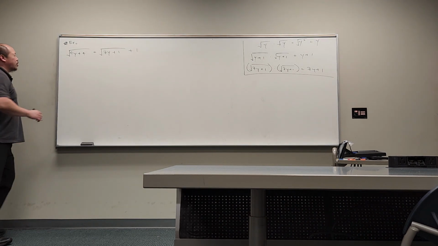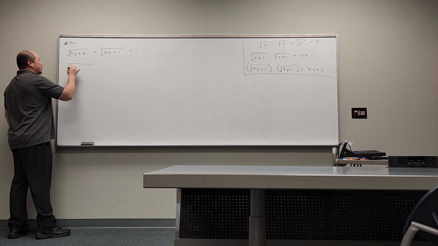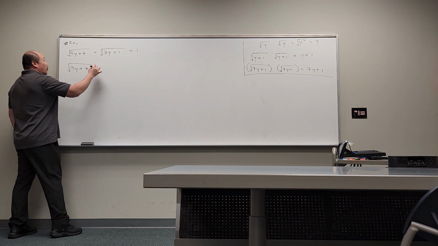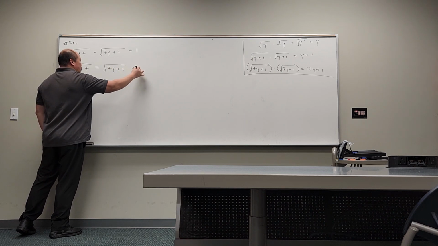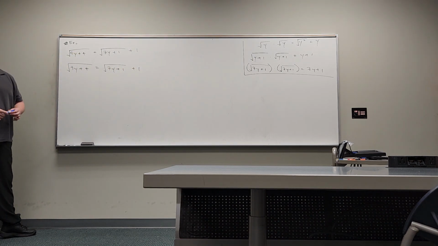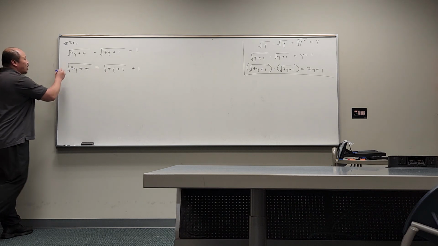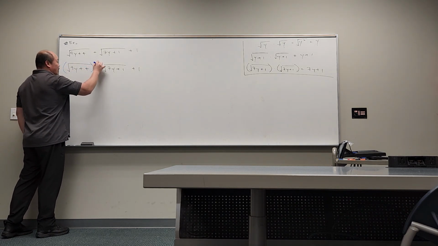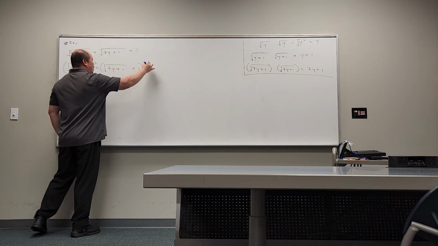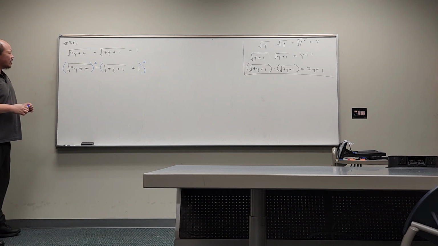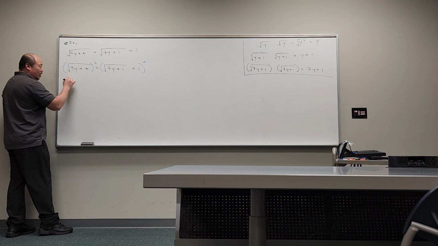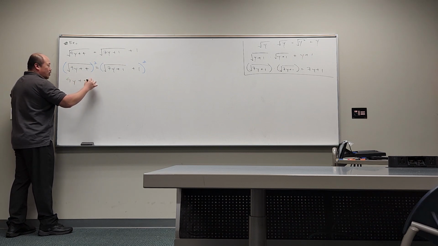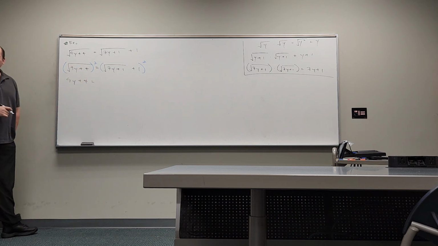So the first thing we're going to do is understand that we are trying to get rid of the radicals. So I would apply square on both sides. I'll square the left and the right. Now the left hand side is easy because you just lose the radical. That's 9y plus 4. The right hand side, however, is going to be tricky.